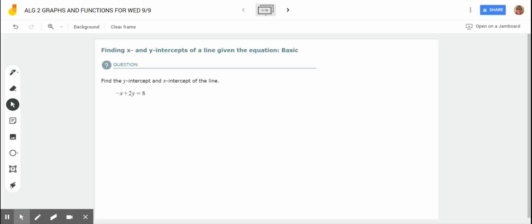All right, the next unit, we are getting ready to embark on all things graphing. Yesterday you graphed lines in a lot of different ways. Now we're going to start talking about finding intercepts and understanding how the line equation works. On this first page, it says finding the x and y intercepts of a line given the equation. All right, so here's your equation.